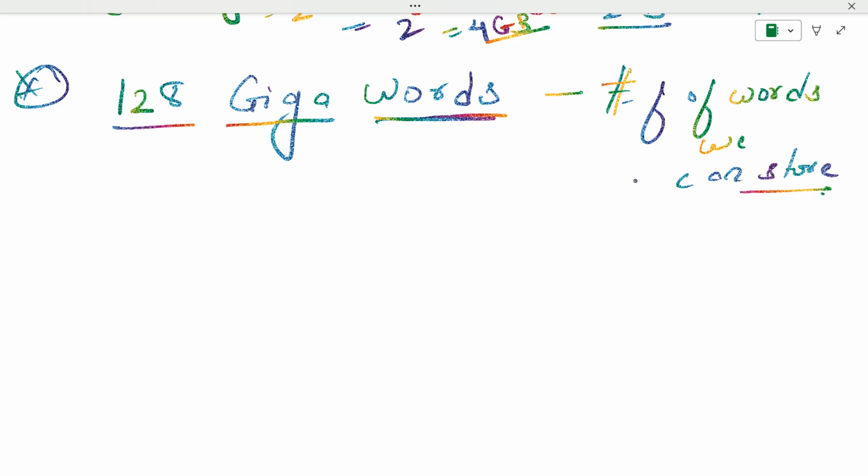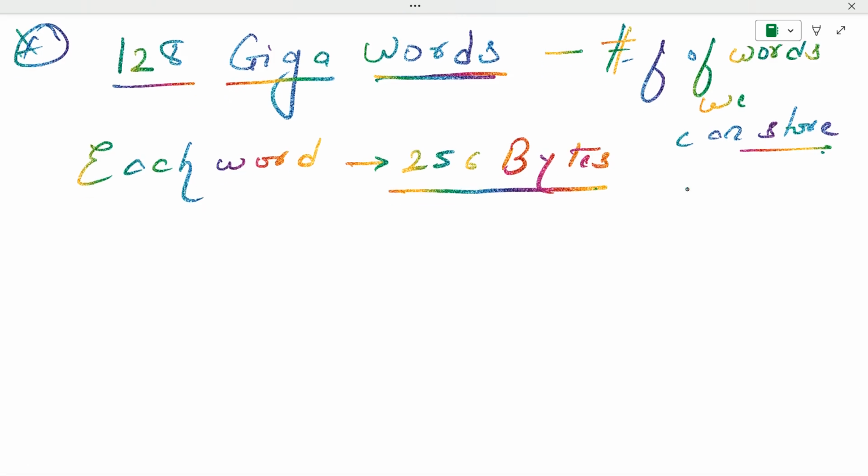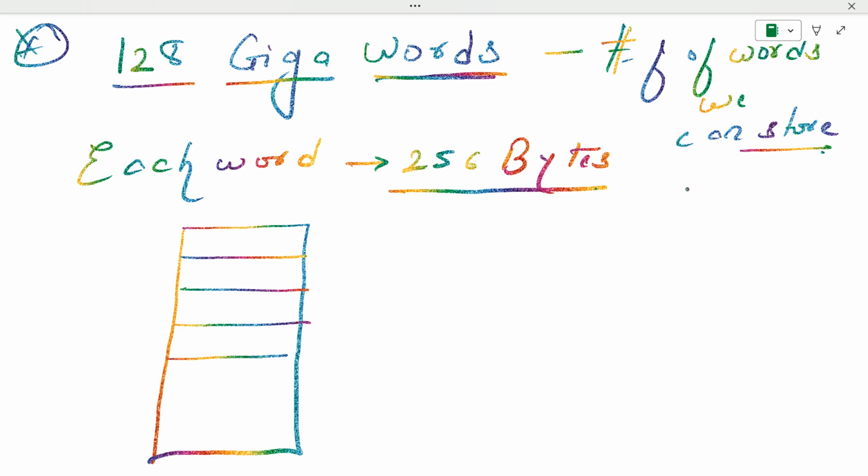And each word has a size of 256 bytes. Now this word size has been given in bytes. So when such a question comes, you need to visualize it this way. This is the system, and in this system there can be 128 gigawords. Each block is in terms of words, so this is one word. And how many such words are there? 0, 1, 2, and so on up to 127. That's how it becomes 128, right?